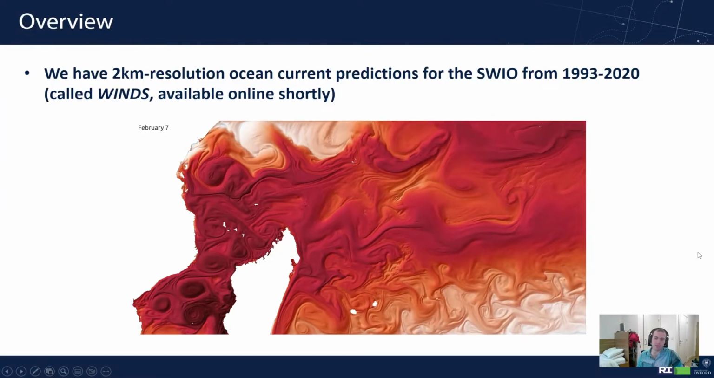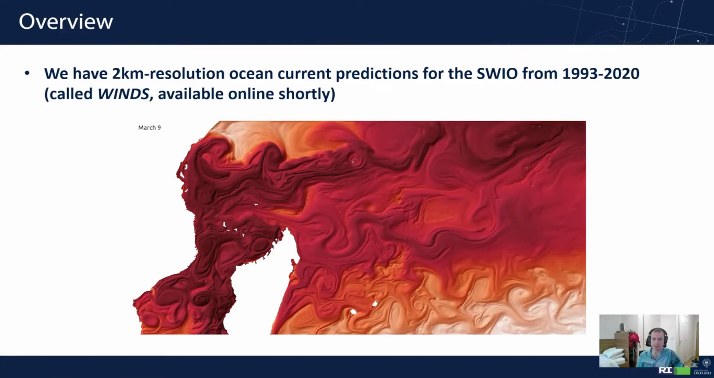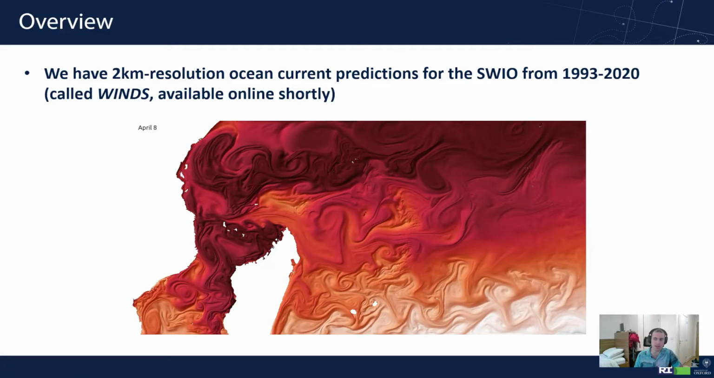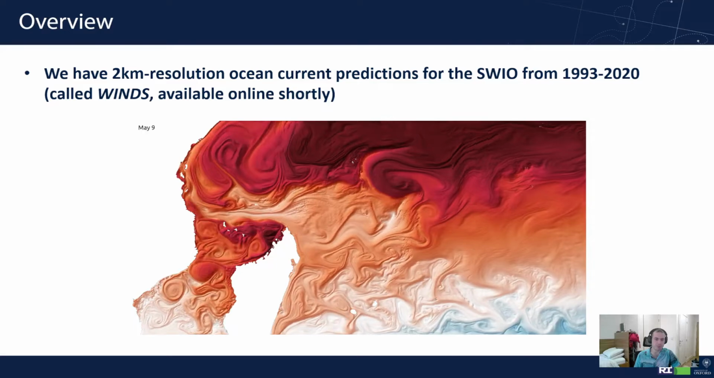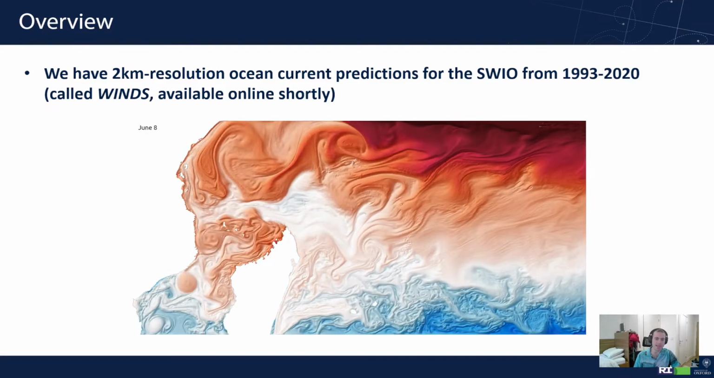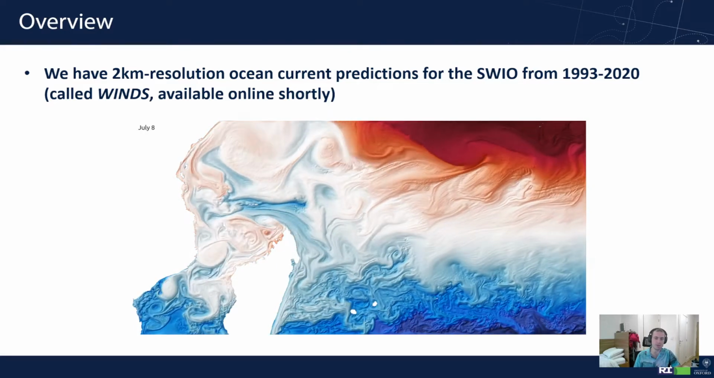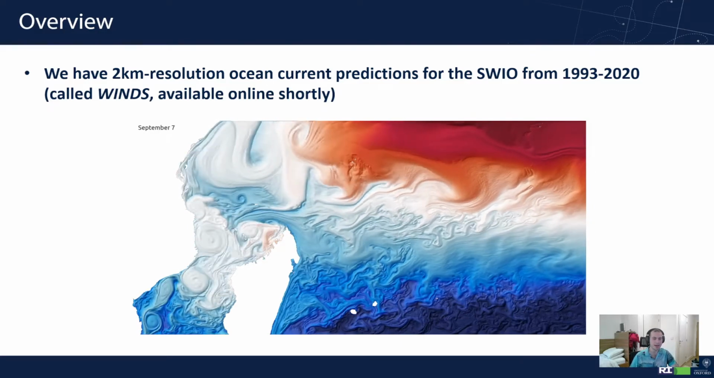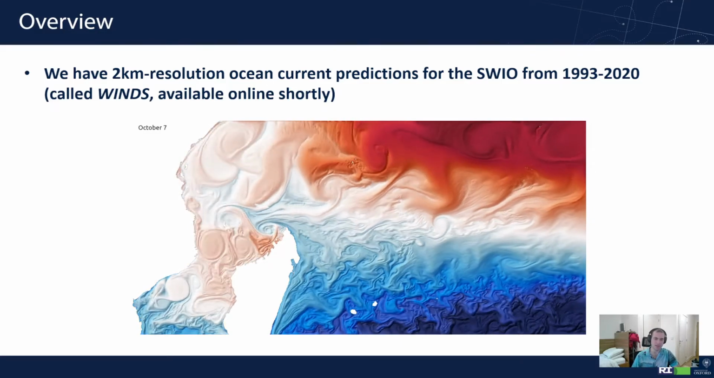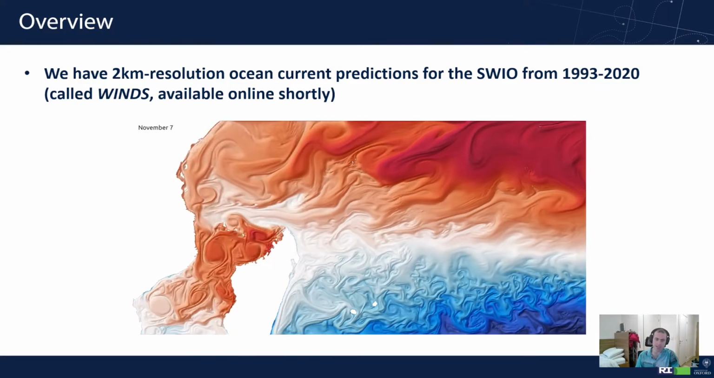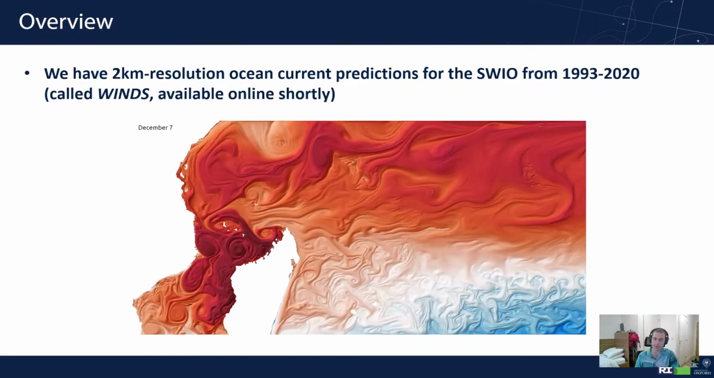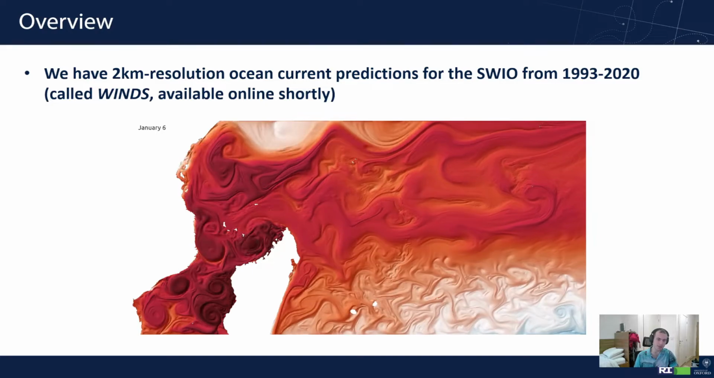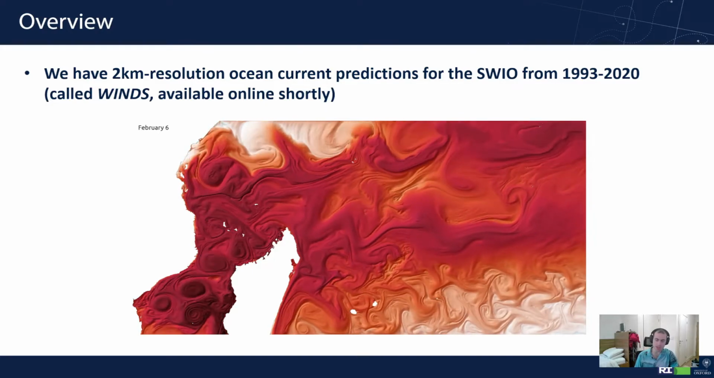If you've heard me talk about this before, you may have seen this animation here. So the basic aim of this project is to simulate the likelihood of larvae going from reef A to reef B, because that tells us about how closely connected coral reefs are. So to do that, because coral larvae are weak swimmers and they drift with ocean currents, we firstly have to predict what the ocean currents are doing.